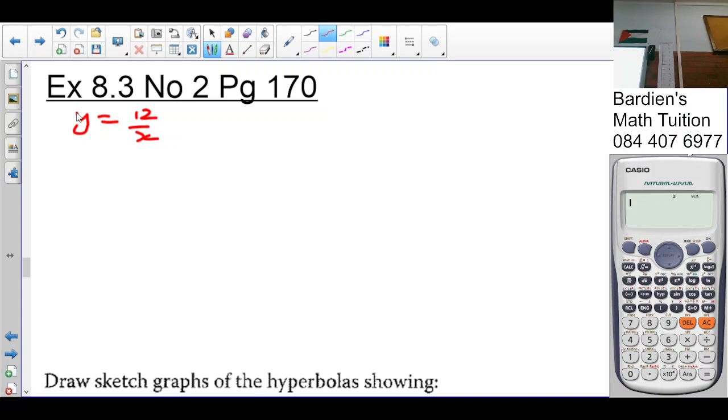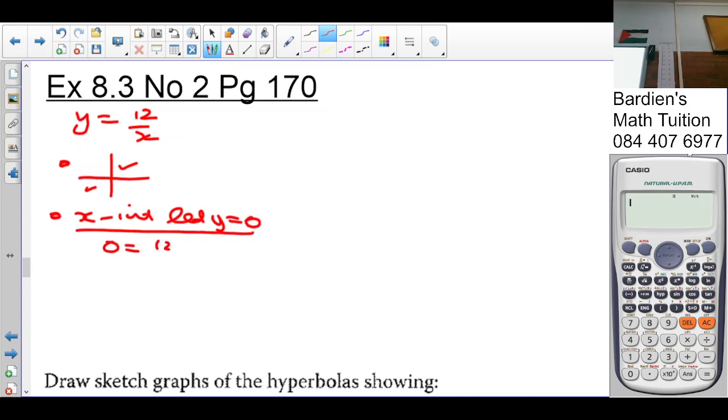Okay, so firstly the shape of the graph, you know it's positive, so it's lying in 1 and 3, not so? Then we work out the x-intercept. What do you do for x-intercept? Then y equal to 0. So you got 0 is equal to 12 over x, you cross multiply. So 0 is equal to 12. So what does that mean? No solution, or no x-intercept. That's basically what it means.